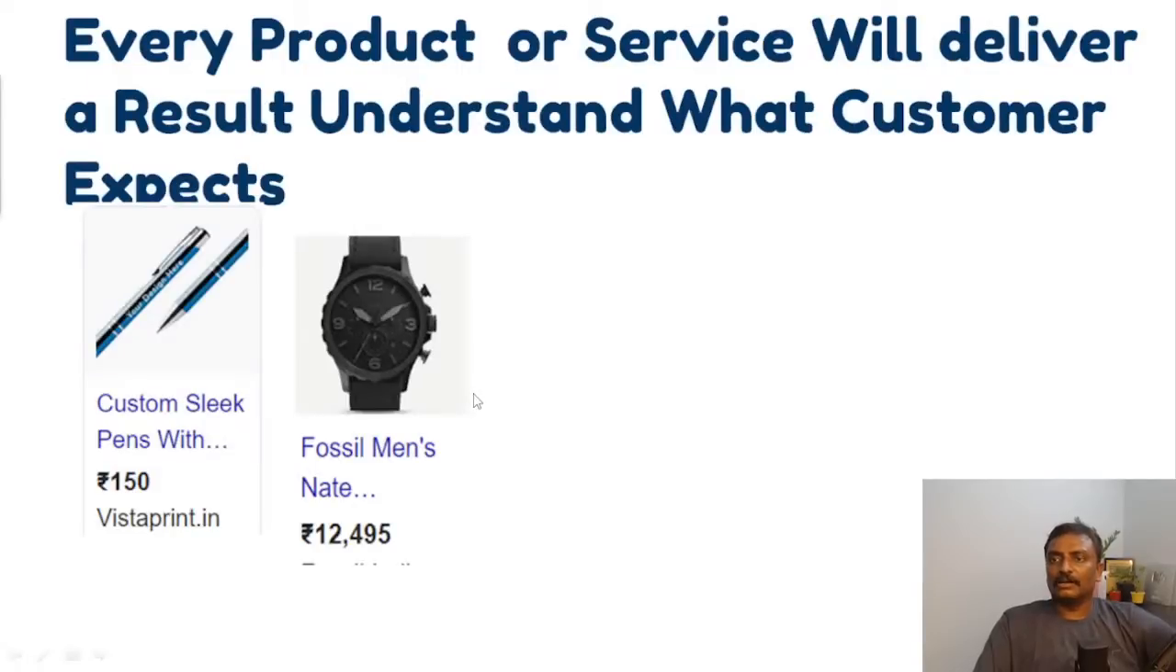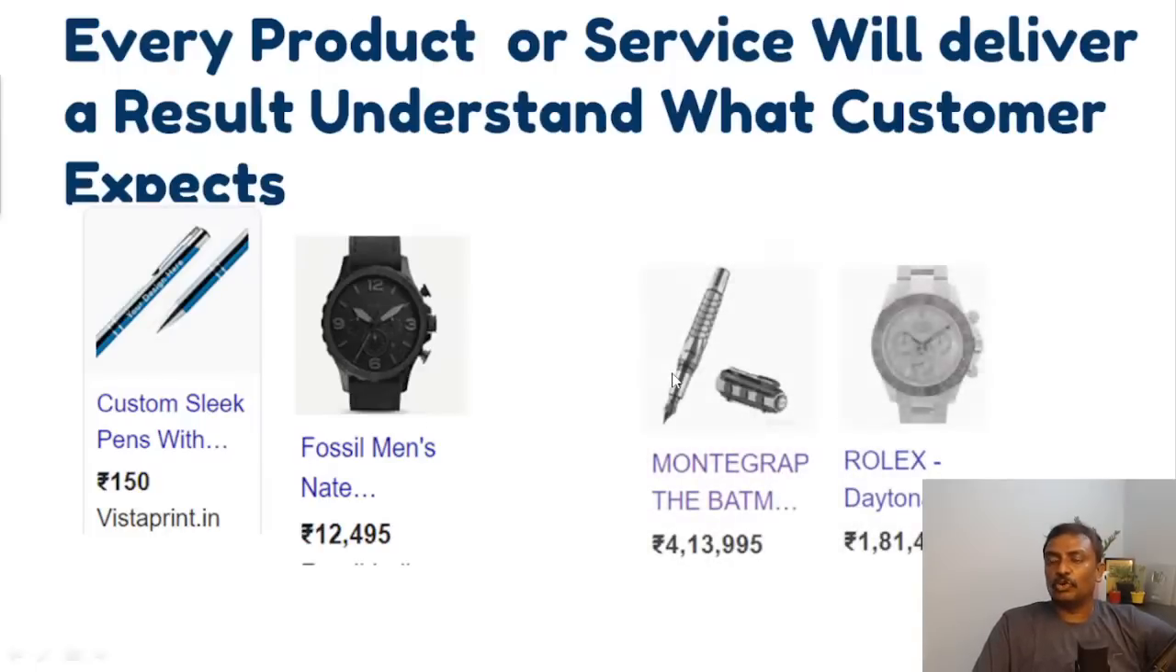Whenever you sell a product or service, it will deliver a result. For example, take this pen, which is 150 rupees. You have pens for 5 rupees and 10 rupees, and watches for 5,000 rupees and 12,000 rupees. How to sell this pen for 5,000 rupees? How to sell this pen for 10,000 rupees? How will you sell that? There are pens sold for 4,13 rupees, like Montblanc, and Rolex for 1,81,000 rupees.